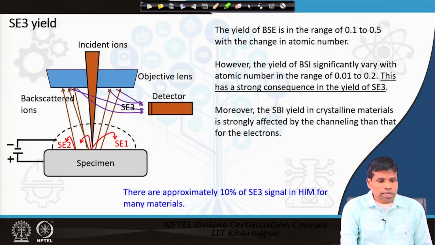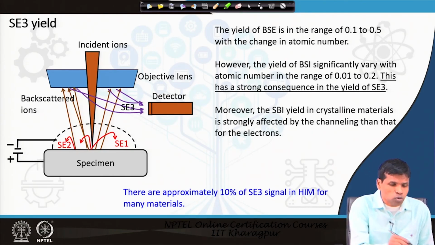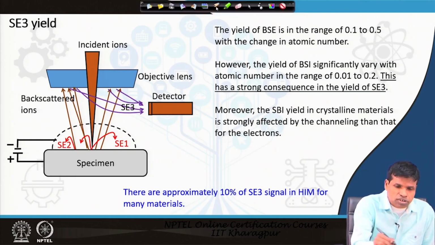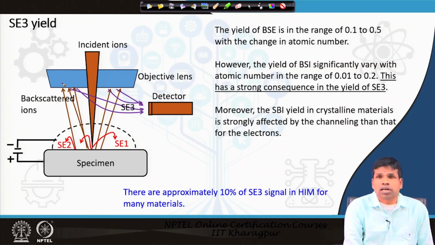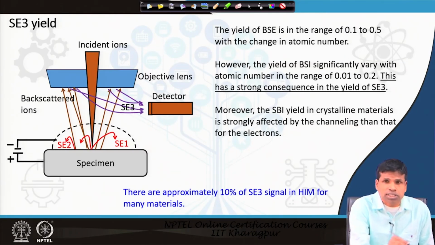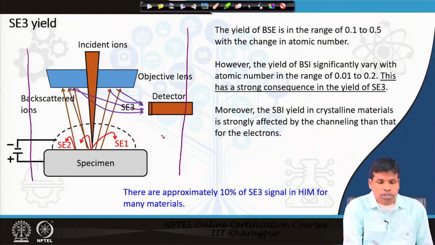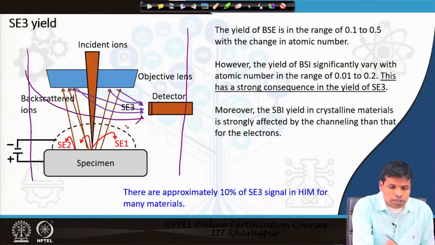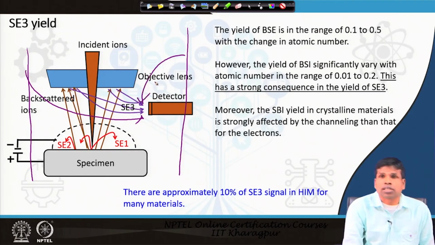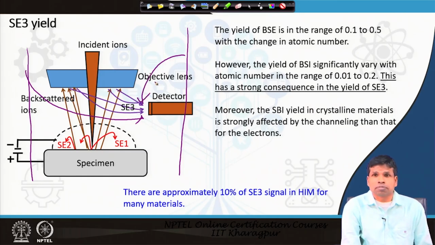And there is another type of electrons, SE3 electrons, that we have also discussed in the scanning electron microscope. So, briefly I will talk about it. Once the backscattered electrons or backscattered ions come out of the specimen, they can go and strike the pole piece or objective lens, or maybe the wall of the chamber. When they strike the wall of the chamber, they will also produce secondary electrons, and those are termed SE3.